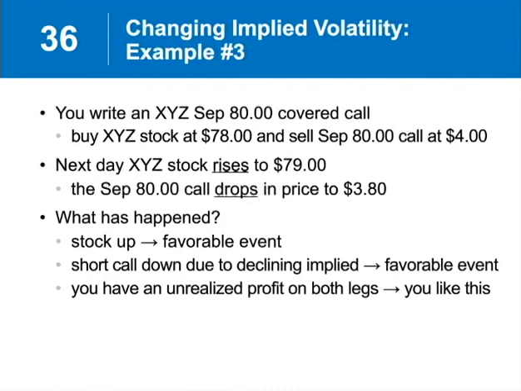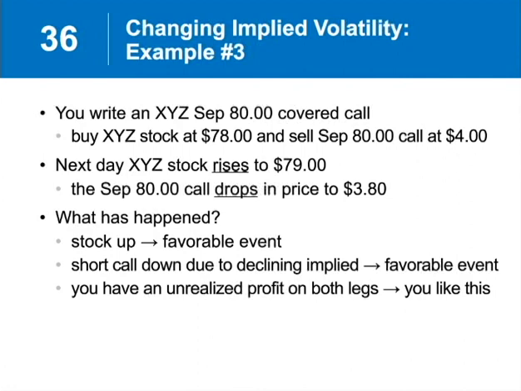Example number 3, we're doing a covered call. So we're going to buy the underlying. We buy 100 shares of XYZ for 78, and we sell a Sep 80 call, $2 out of the money, at $4. Very next day, stock rises $1 up to 79.